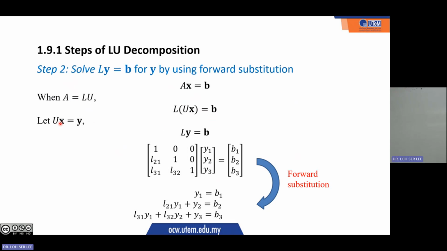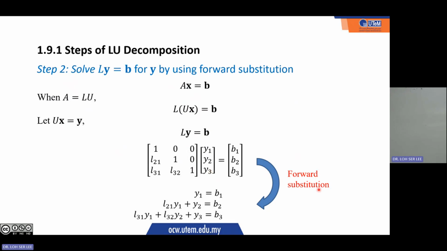Because UX, we let it be Y, that's why we have LY equals to B. From here, we will solve for Y. Your L will be something like this. We know what are the three values here, and we know the three values from the B. So what we want are this Y1, Y2, Y3.